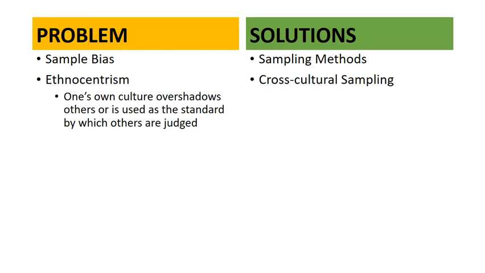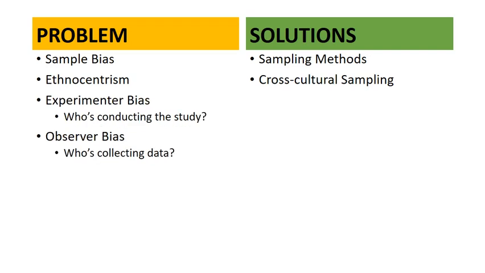Now, ethnocentrism doesn't always manifest itself through sampling issues. Sometimes it's a matter of how the research develops and is conducted. Which brings us to the problem of experimenter bias, along with observer bias. In each case, we are talking about problems with the people who are conducting the study or collecting the data, respectively. One of the solutions we could turn to is called the double-blind method, or double-blind study.